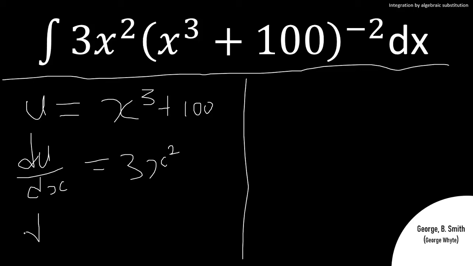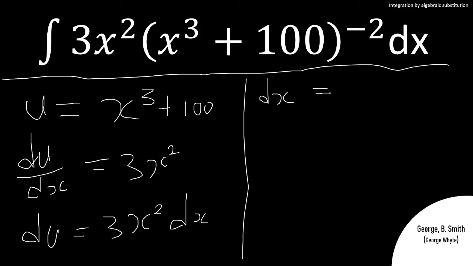Cross multiply, du is going to give us 3x squared dx. So you make dx the subject of the formula by dividing both sides by 3x squared. So dx is going to give you du all over 3x squared.